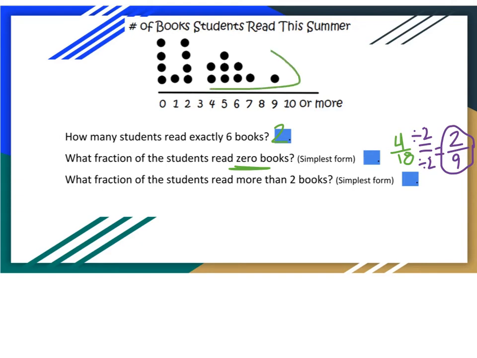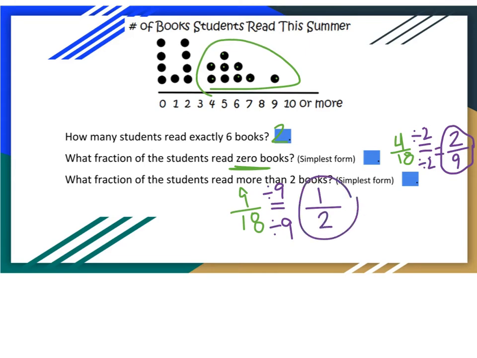So I'm really looking at all of these dots. So I see 1, 2, 3, 4, 5, 6, 7, 8, 9 dots out of, we said 18 total. Again, we need to simplify this. So 9 and 18 are both divisible by 9, and we should get 1/2 for our fraction.